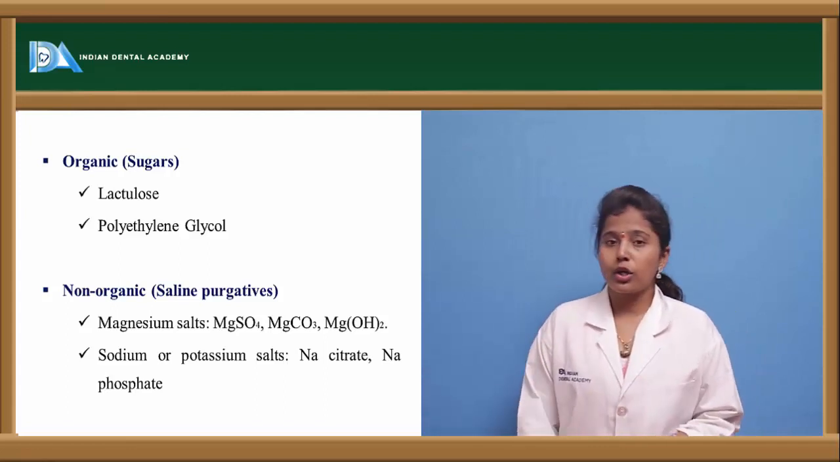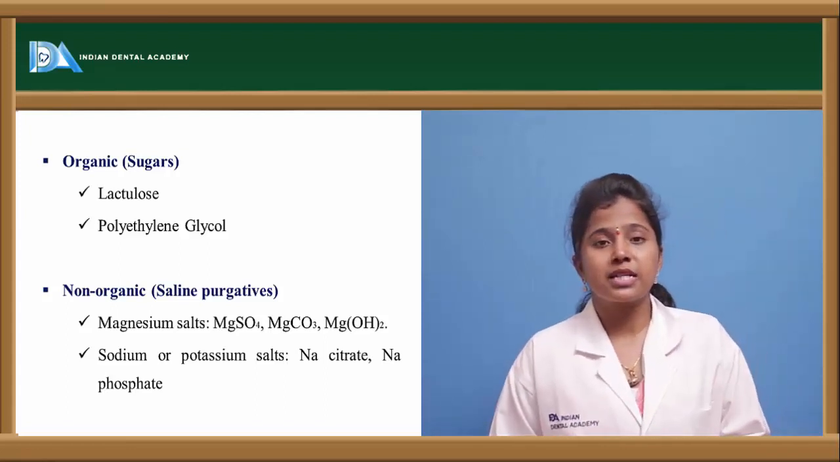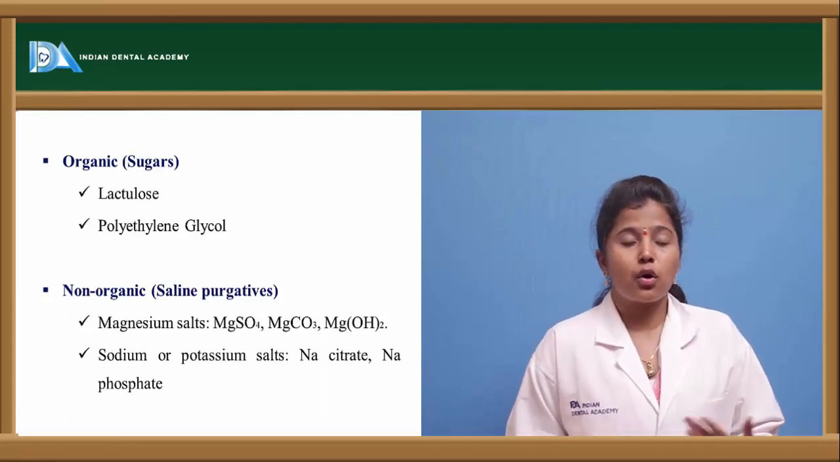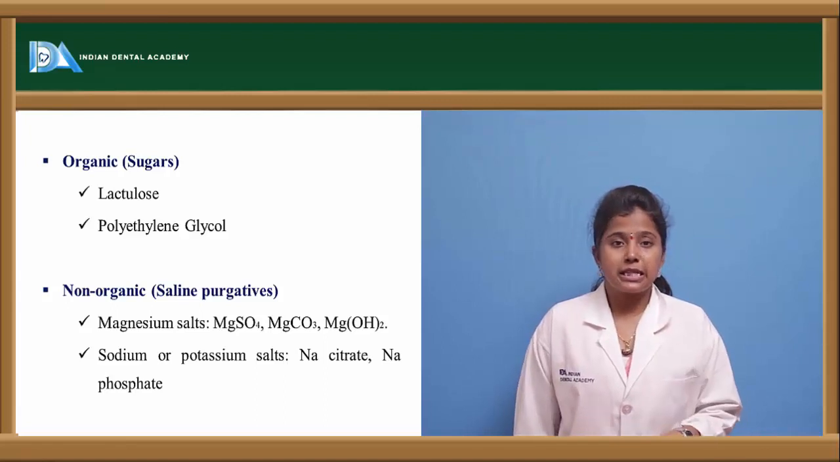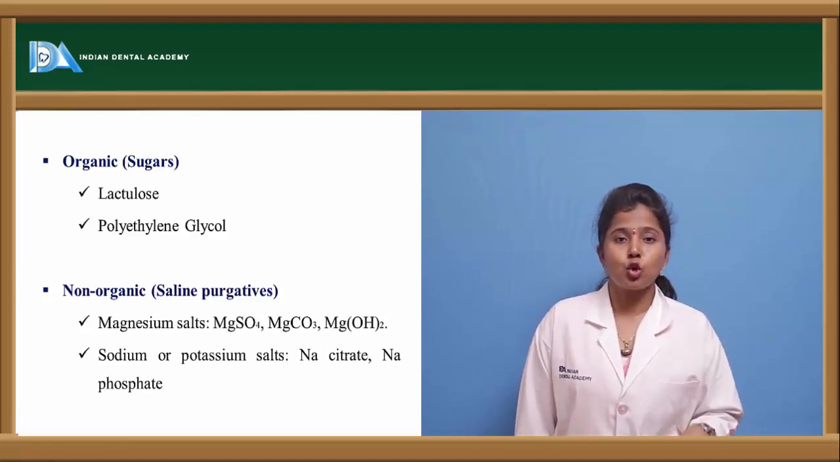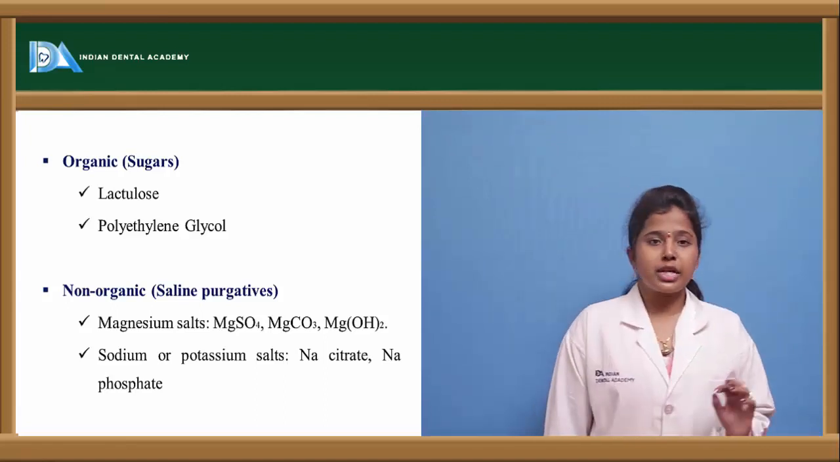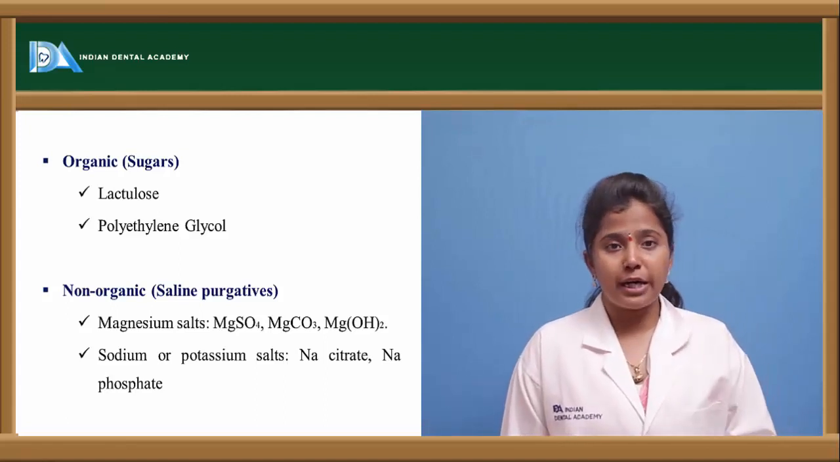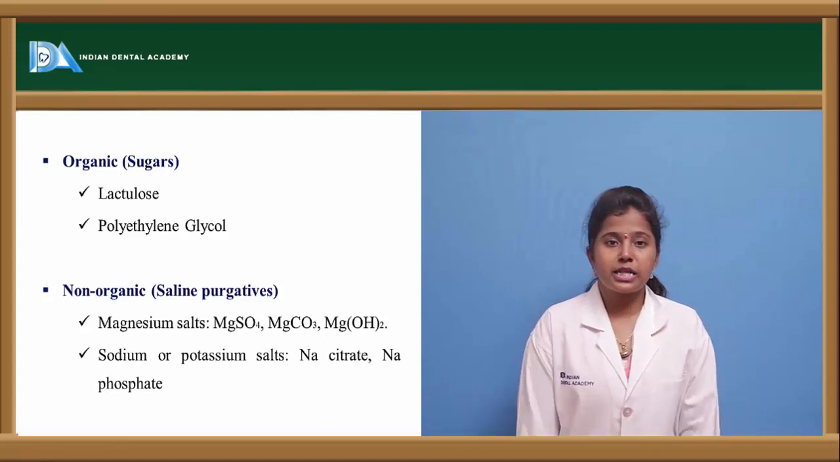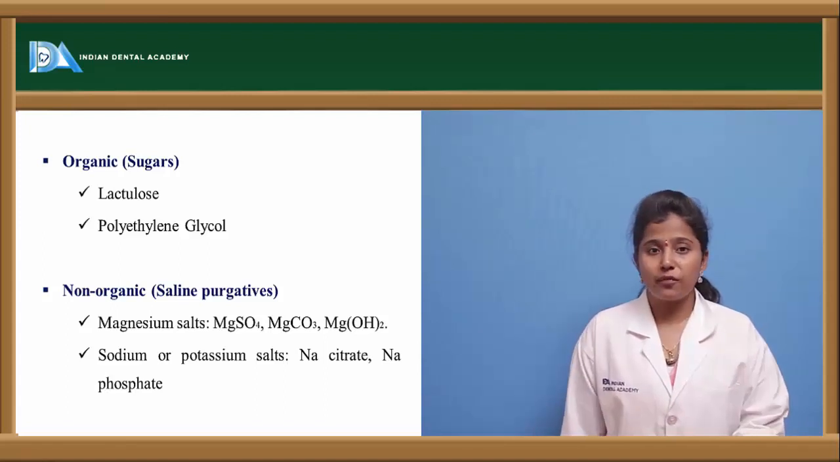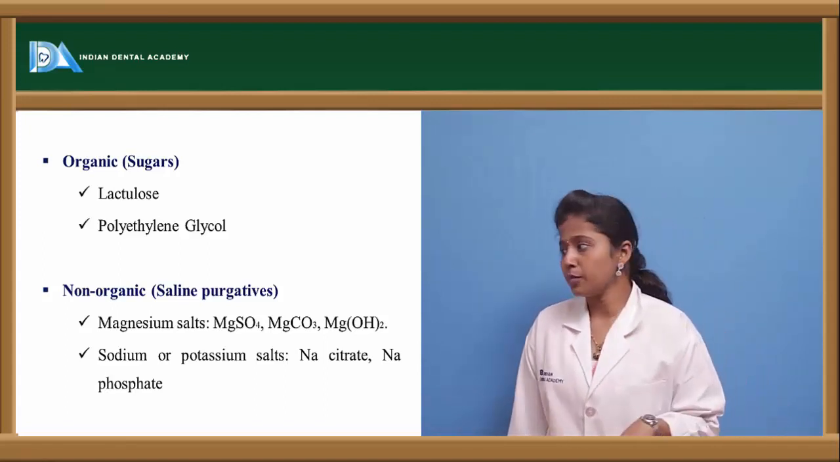These are organic sugars which are used as osmotic purgatives. And inorganic salts are also called saline purgatives, because these are salts of calcium, magnesium and sodium. The magnesium salts include magnesium carbonate, magnesium hydroxide, magnesium oxide, and the sodium or potassium salts include sodium citrate, sodium phosphate, potassium citrate and potassium phosphate.